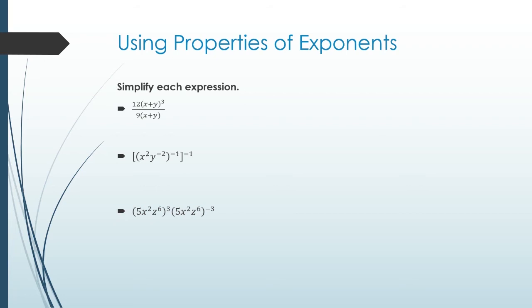Okay, so first one, again, we're simplifying. We have 12 and then in parentheses x plus y to the third over 9, and then x plus y, over 9 times x plus y. So same rules. First off, we got 12 over 9, which we can reduce. I can divide those both by 3, which gives me 4/3. Now, the base is x plus y when I'm looking at my exponents. And if there's no exponent, it's a 1. So this is going to be 3 minus 1 because I'm going to follow the rules of exponents where you subtract.